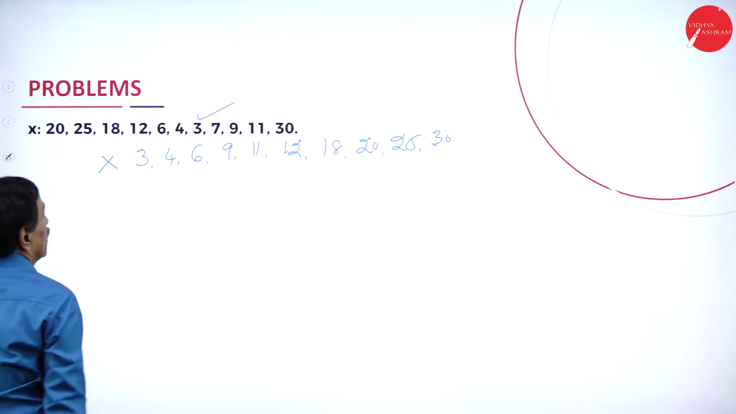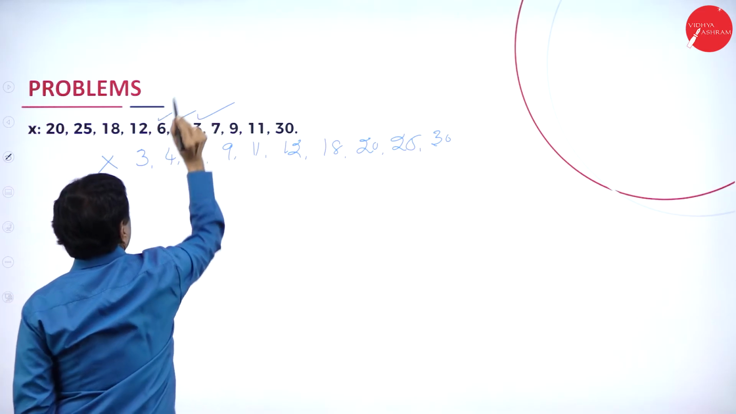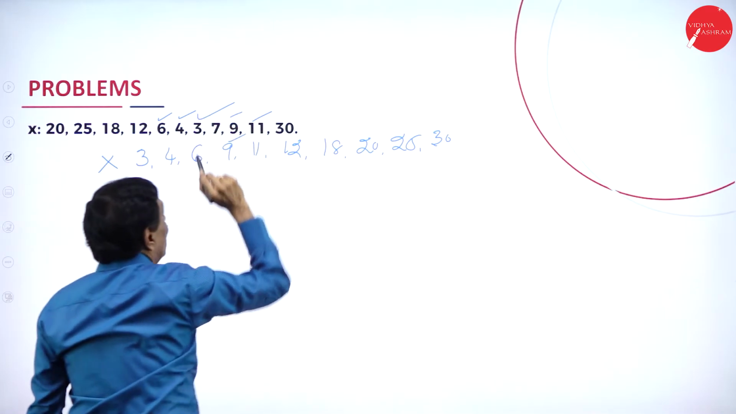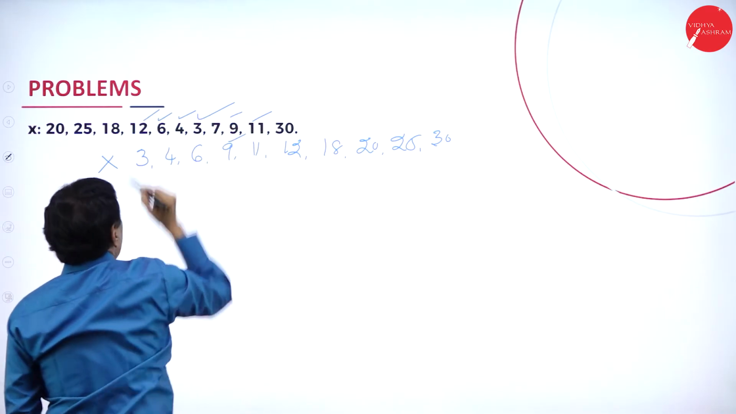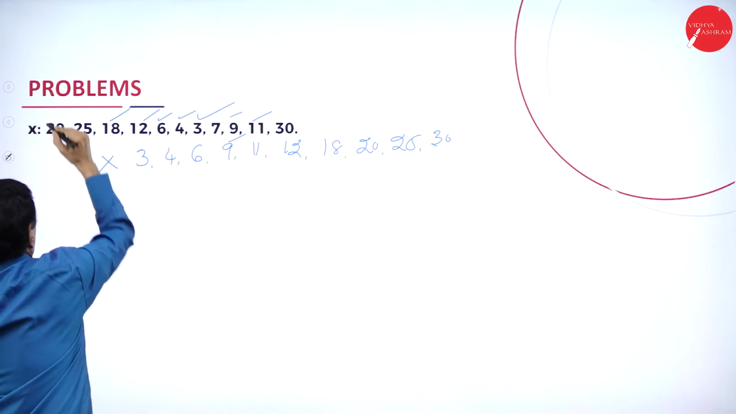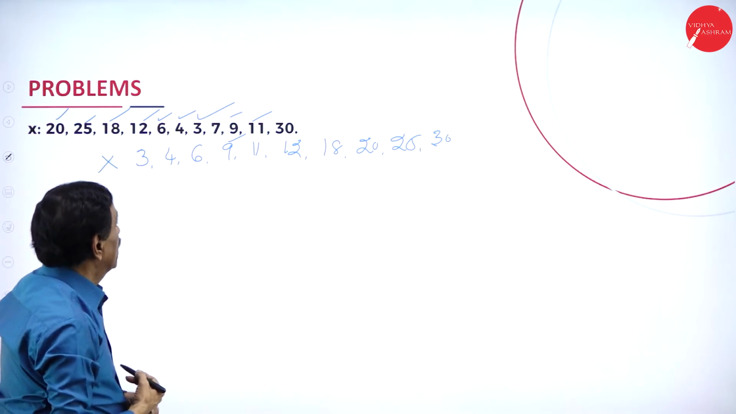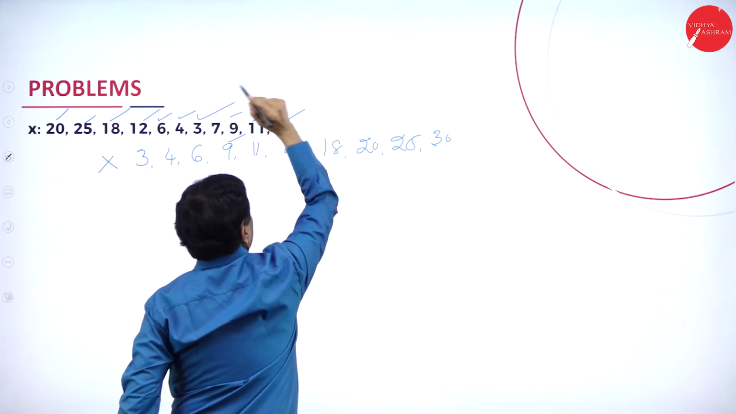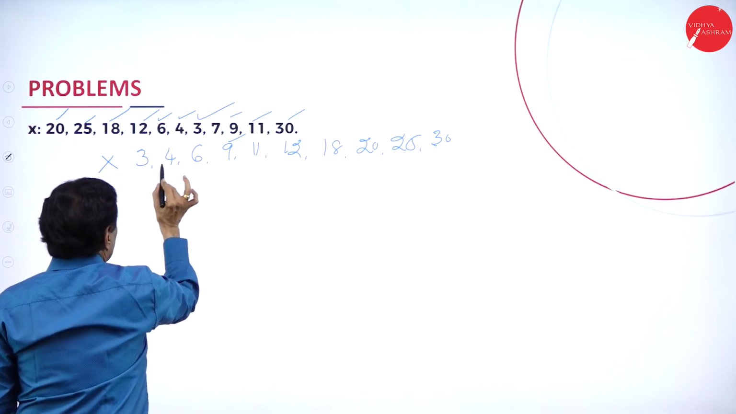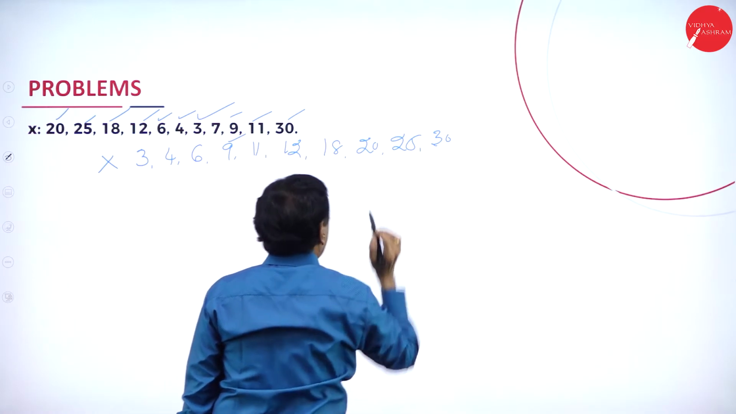So, 3 has gone, 4 has gone, 6 has gone, 9 has gone, 11 has gone. What is the next number? 12 has gone, 18 has gone, 18 is okay. Then what is the next number? 20 is okay. Then 25 is okay. Then what is the next number? 30. So we arranged in the ascending order. How many numbers are there? 1, 2, 3, 4, 5, 6, 7, 8, 9, 10 are there.